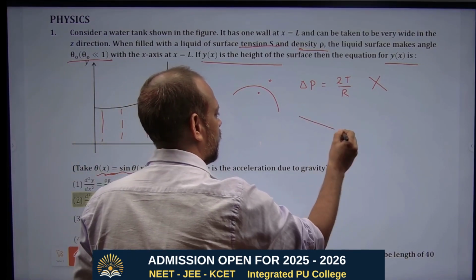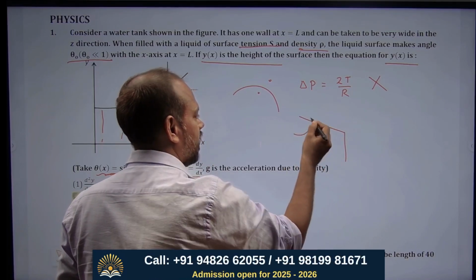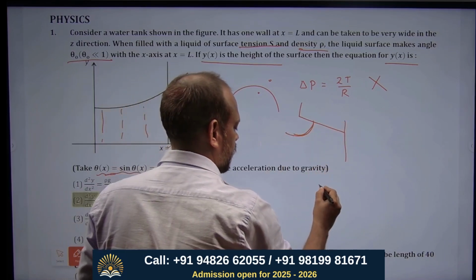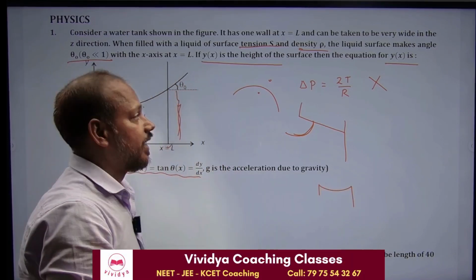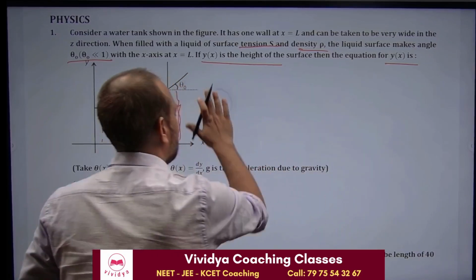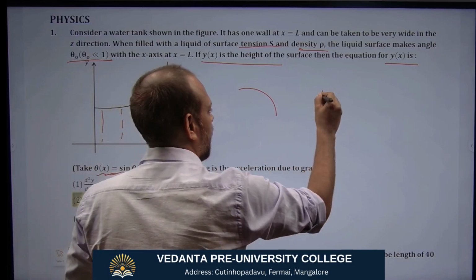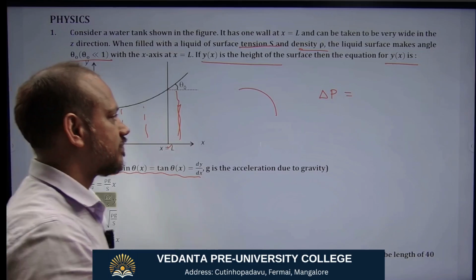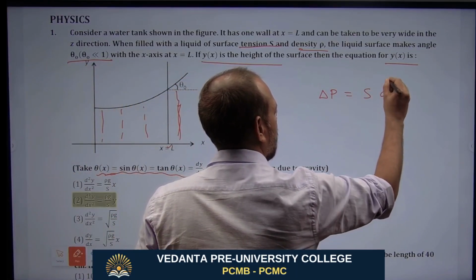So the surface would be like this. On one side there is a wall and then we have this. This is how the surface would look, something like this, but not spherical. Now, what is the formula then? This is what you need to know: if the surface is curved on one side, the value of excess pressure is given by S into d2y by dx2.